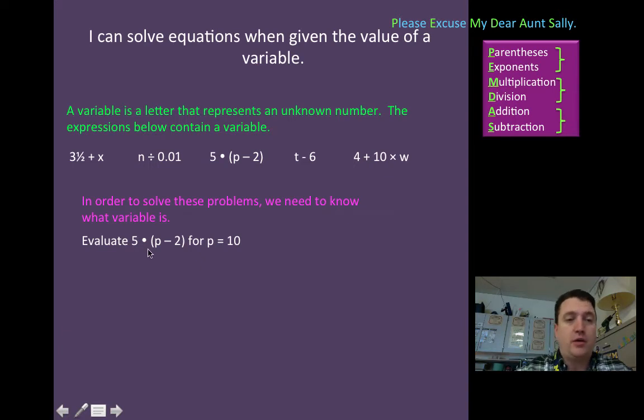Evaluate 5 times p minus 2 for p equaling 10. So what we're going to do in this first one, I'm going to show you. We're going to take 5 times p minus 2, and we're going to substitute the 10 in because we now know the value of p. They just told us what it was here. So that's 5 times 10 minus 2. I did 10 minus 2 first. Remember, order of operations, I have to do parentheses before I can do anything else in this problem. When I do that, I get 5 times 8, which is 40.